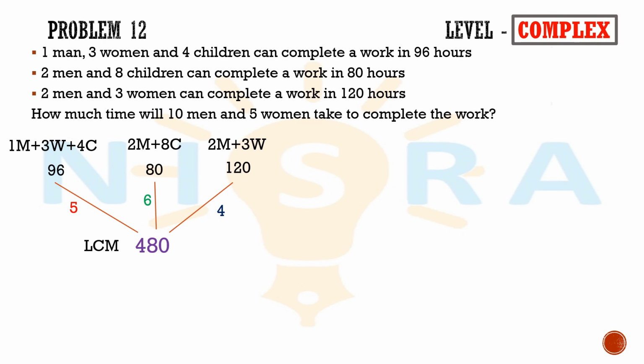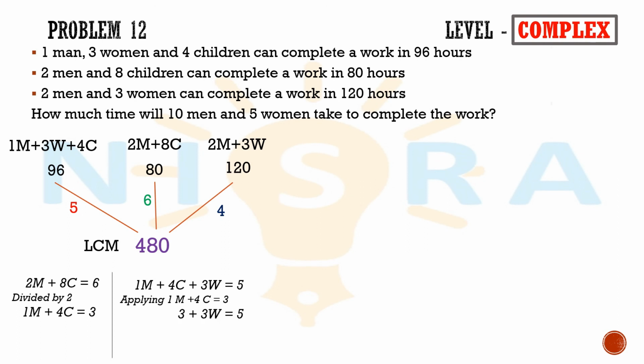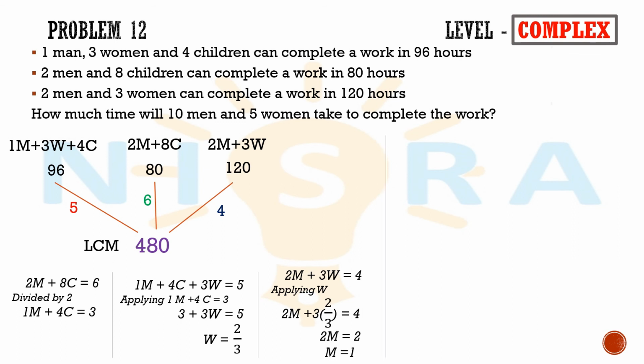Now apply these units that can be completed by the group and determine the units that can be completed by man and women. So 2m plus 8c equal to 6. When divided by 2, you will get 1m plus 4c equal to 3. Now apply this 1m plus 4c plus 3w equal to 5. You will get w is equal to 2 by 3. Now apply w in 2m plus 3w. You will get m is equal to 1.